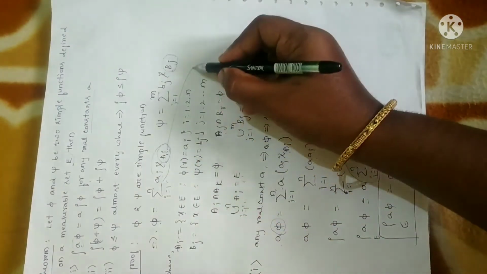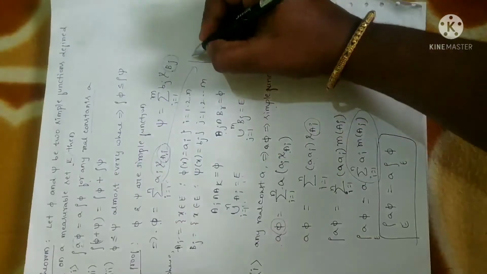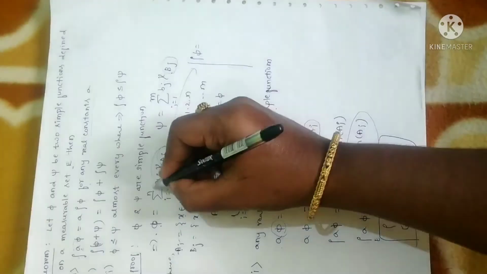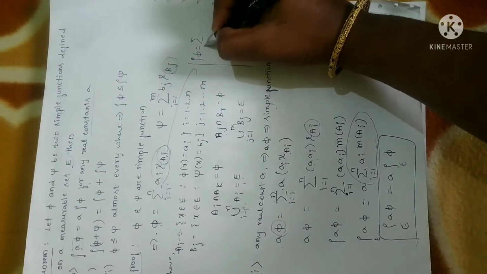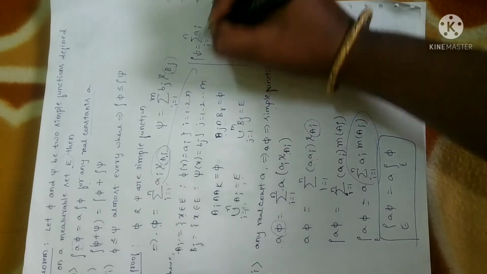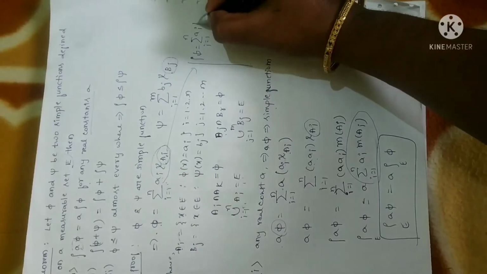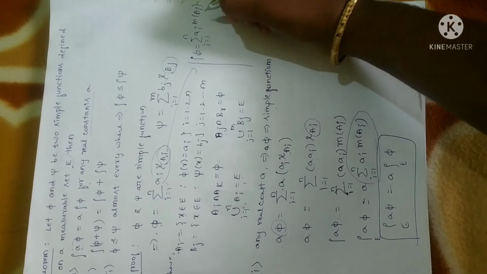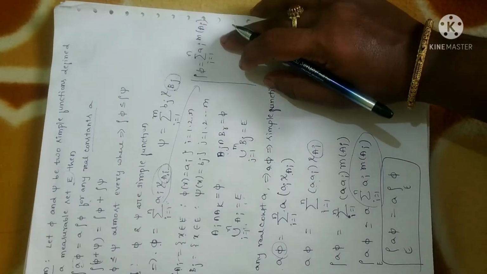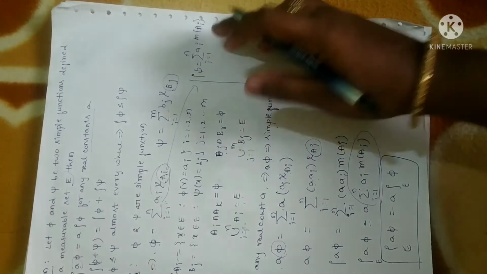I'll just write here. Suppose you're going to take the elementary integral of this. I can write this as the summation i equals 1 to n of ai, as it is. Instead of chi of ai, I have to write the measure of ai. That is the meaning of elementary integration. So the integral of phi is ai times the measure of ai. So that is what I have here.